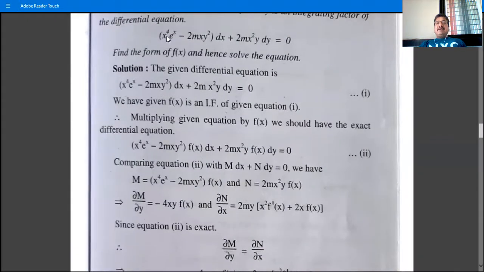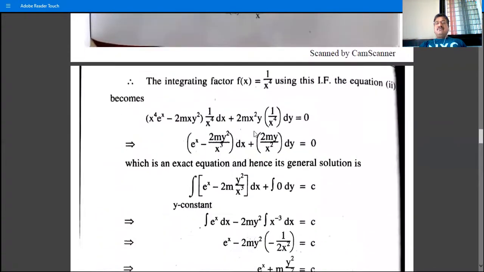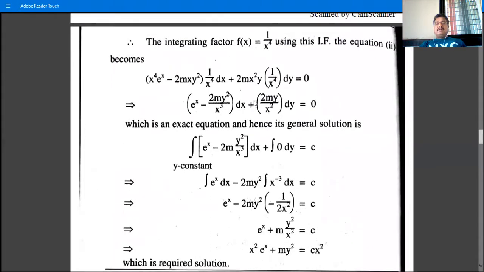And then multiplying this equation by 1 by x raised to 4, we get this differential equation after multiplication, and this differential equation is exact. Separately, multiply 1 by x raised to 4 to this bracket. We have here x squared, and x squared gets cancelled, 2my divided by x squared. And this differential equation is exact. So its general solution is the integration of M dx plus the terms in N independent of x dy equal to 0. There is only one term in N that depends on x, so the independent term is 0 dy, and write M as it is here.